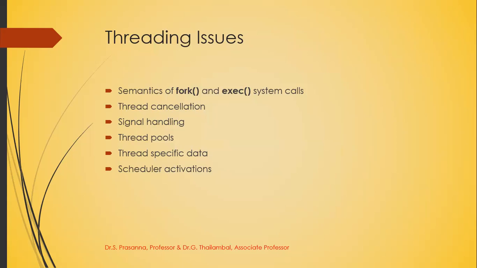What are the threading issues? Semantics of fork and exec system calls to be executed whenever a thread is in process. Exec is the command for executing the thread, and fork is a command for creating a sub-process. Thread cancellation is another issue. Signal handling, thread pools, thread-specific data, scheduler activations.